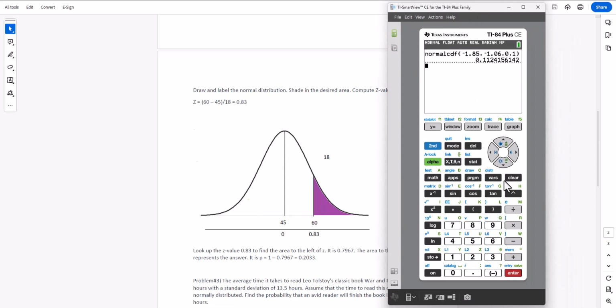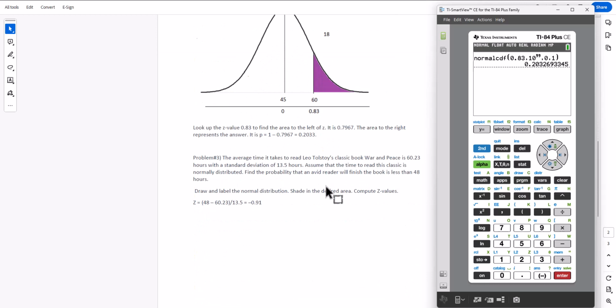We will use our calculator to compute the value. Second, vars, option 2. Now the lower value will be 0.83, so we type 0.83. The upper value will be a very large value on the right side, so we just type 10 to the 99th power. Keep the mean 0, standard deviation 1. Select paste, hit enter one more time. And we can round to 4 places, 0.2033 is our answer.